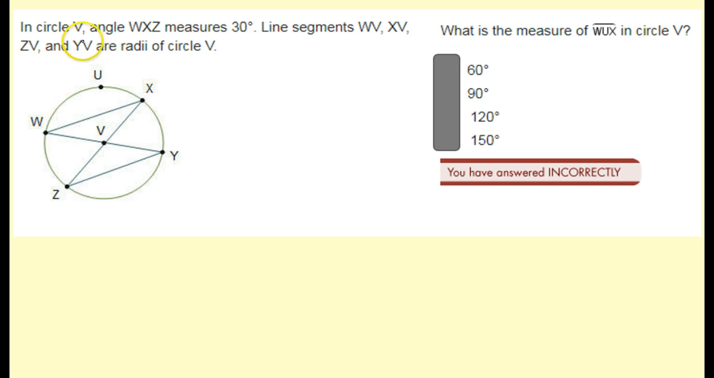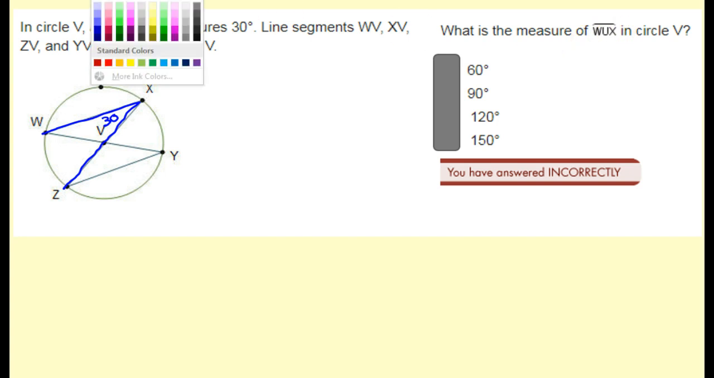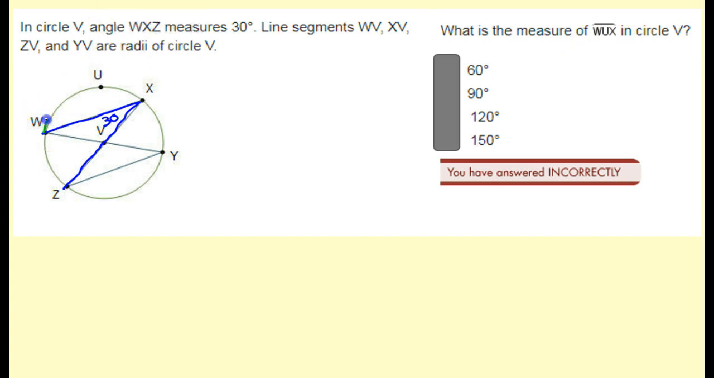Next problem. In circle V, angle WXZ is 30 degrees. So this is 30 degrees. Line segments WV and XV, okay, they're just naming all the radii of the circle. That's obvious. What is the measure of arc WUX? Okay, we want the measure of this arc WUX.